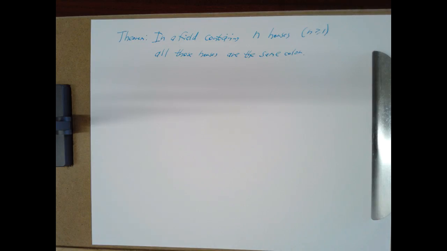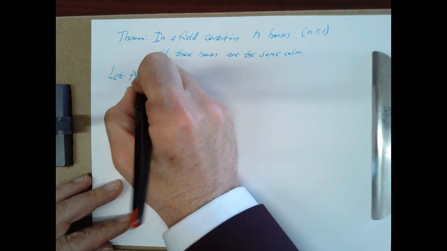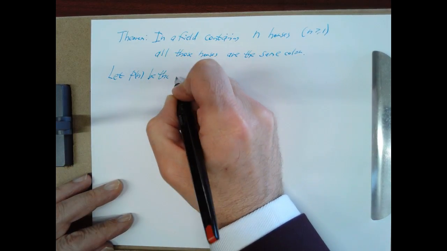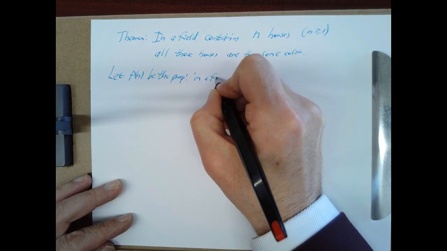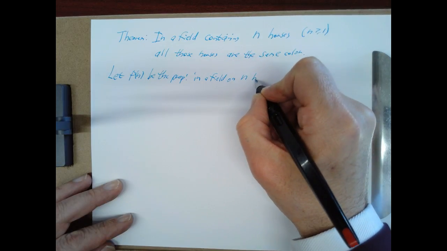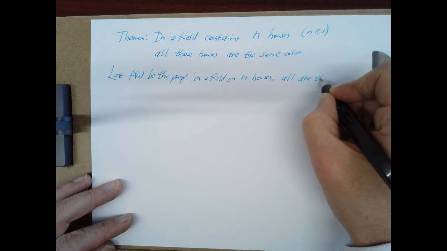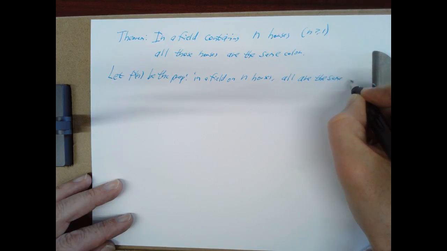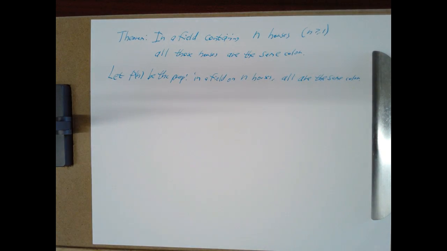All right, so we need a proposition. So let P of n be the proposition. In a field of n horses, all are the same color. And we'd like to prove this is true for all n bigger than or equal to 1. So we can take 50 horses, put them out in the parking lot, and they're all going to be the same color, no matter where we get these horses from.